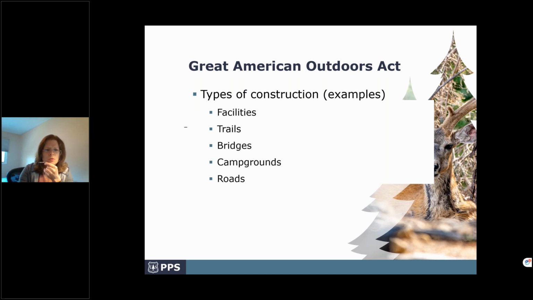So construction projects will be upgrading our facilities, like replacing roofs, upgrading trails, building new trails or making them better, installing bridges, either trail or road bridges, updating campgrounds, and making just general improvements, construction on roads. Next slide.